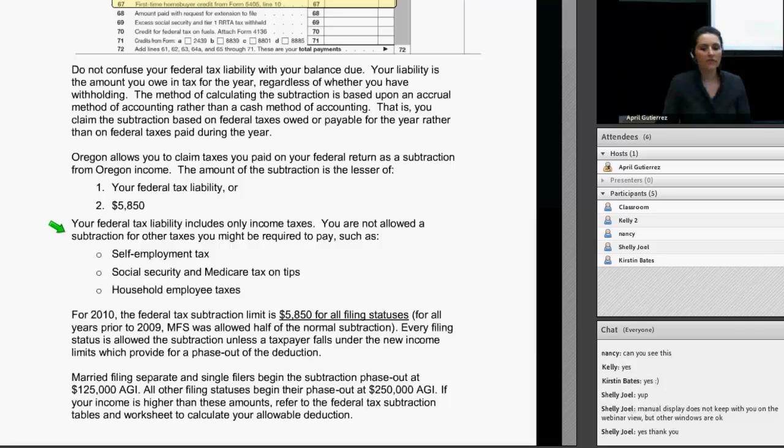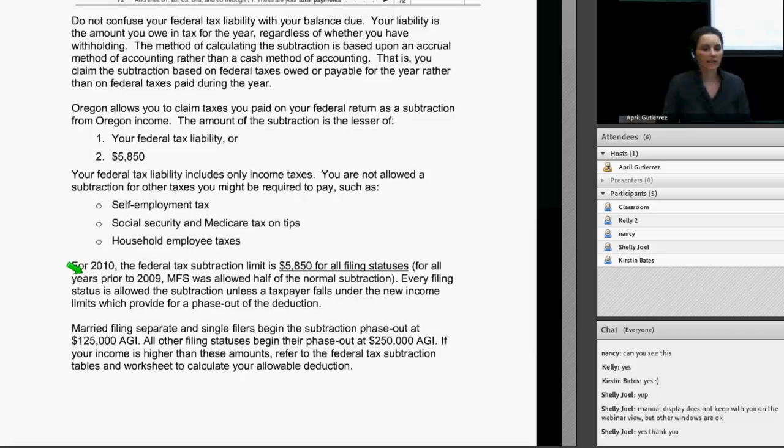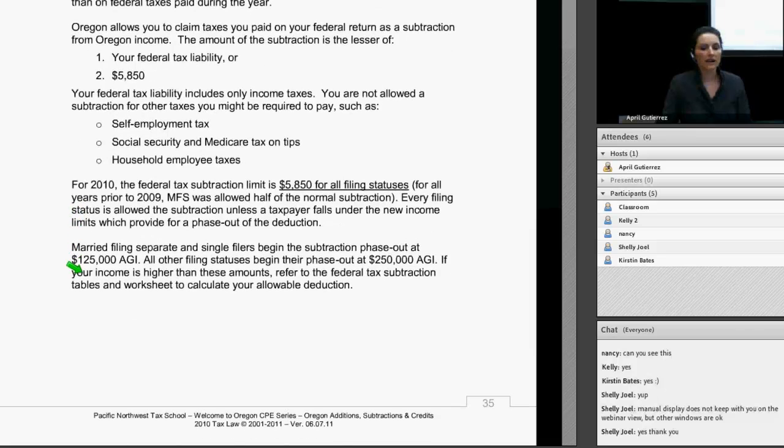Your federal tax liability includes only income taxes. You are not allowed a subtraction for other taxes you might be required to pay, such as self-employment tax, Social Security and Medicare tax on tips, or household employee taxes. For 2010, the federal tax subtraction is limited to $5,850 for all filing statuses. For all years prior to 2009, married filing separate was allowed half the normal subtraction.